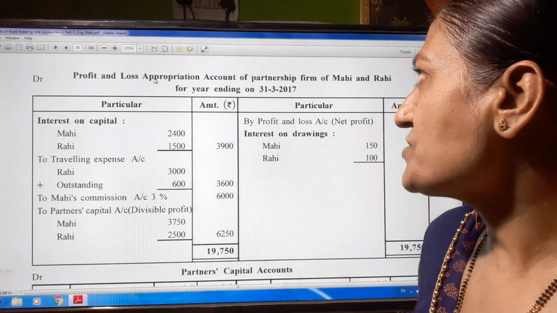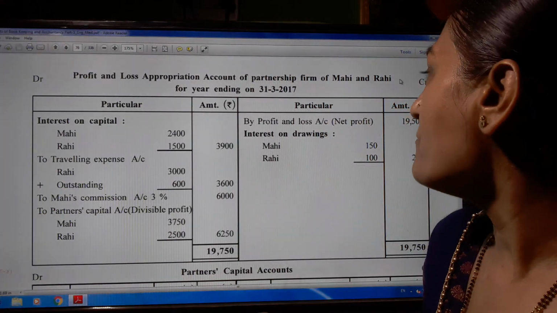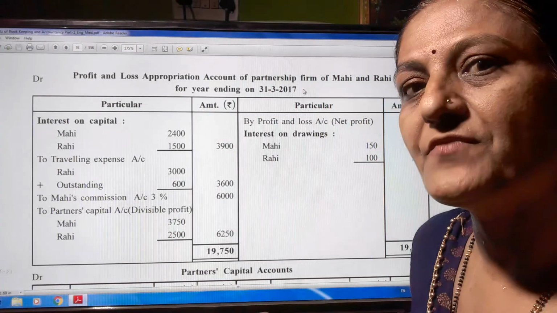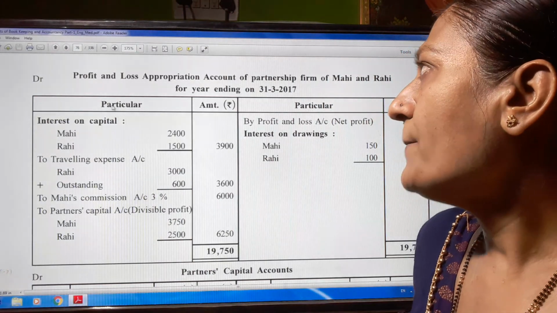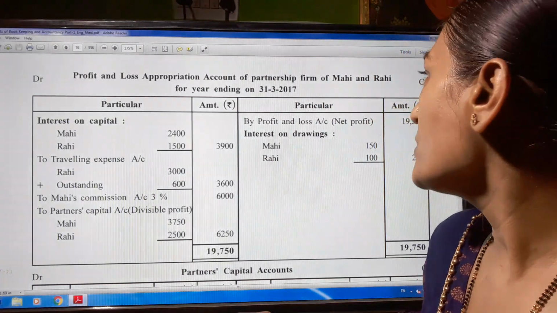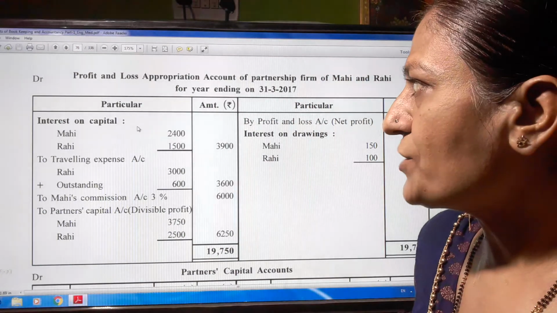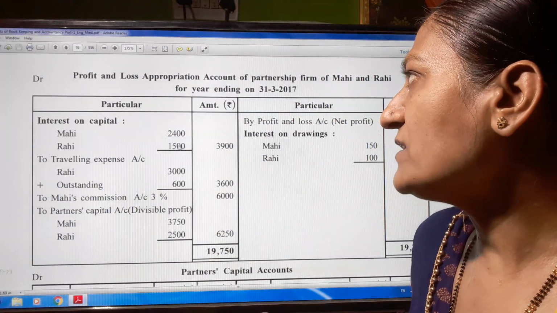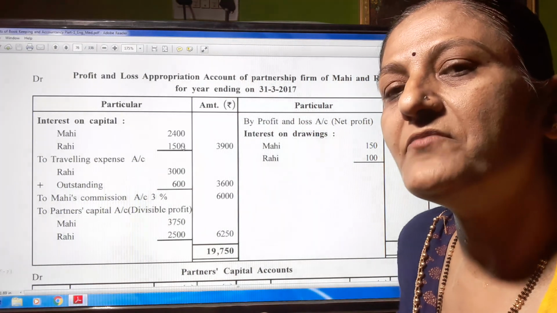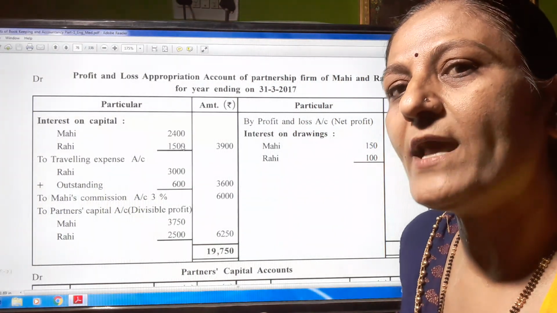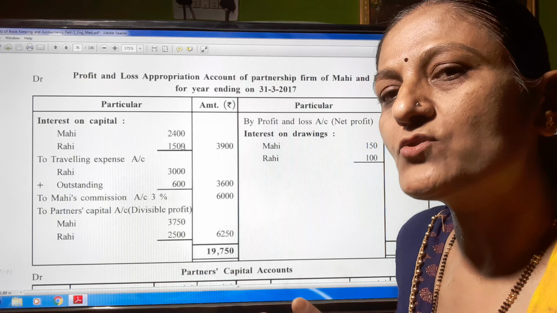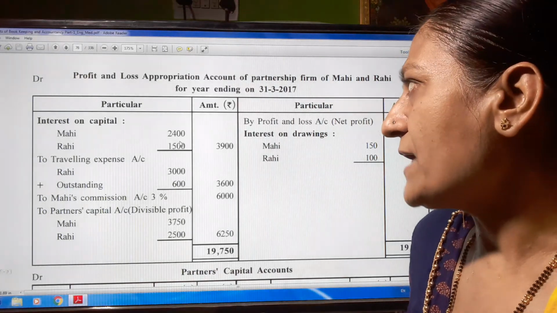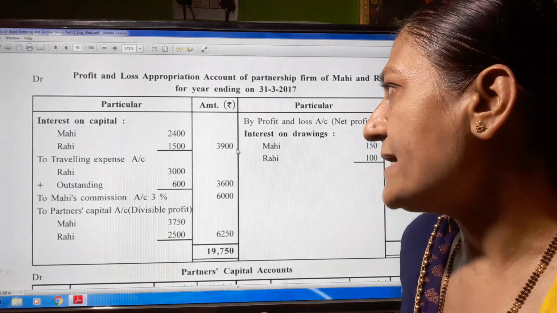Profit and loss appropriation account of partnership firm of Mahi and Rahi for the year ending 31st March 2017. Particulars, amount, debit side; particulars, amount, credit side. Interest on capital: Mahi 2,400 and Rahi 1,500. It is given in our adjustment that interest on capital is 12%, so we calculate this way and write it on the outer side.